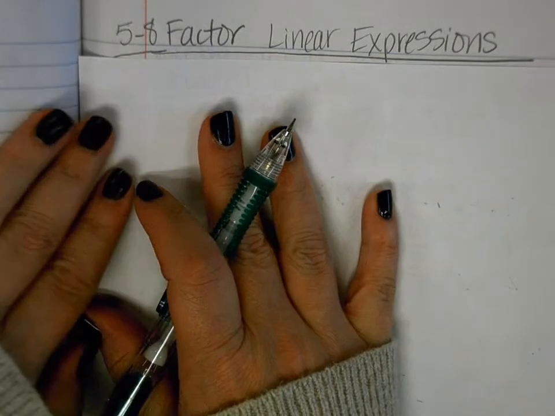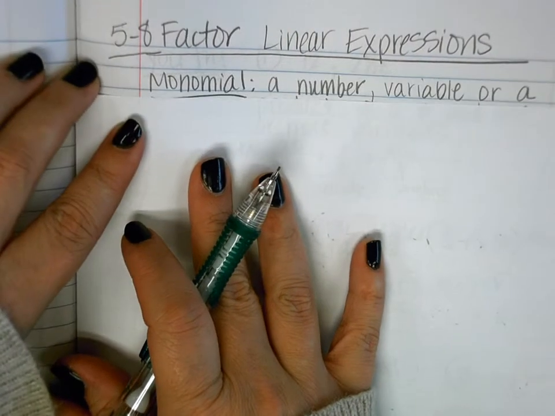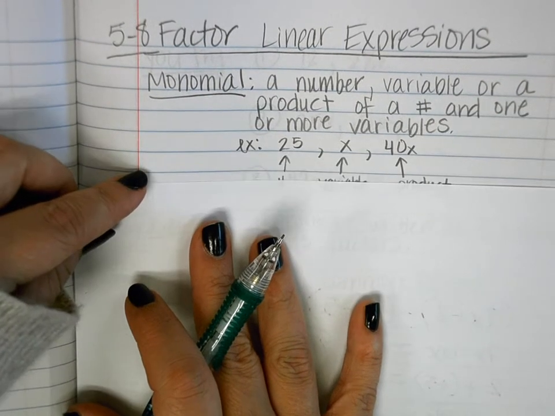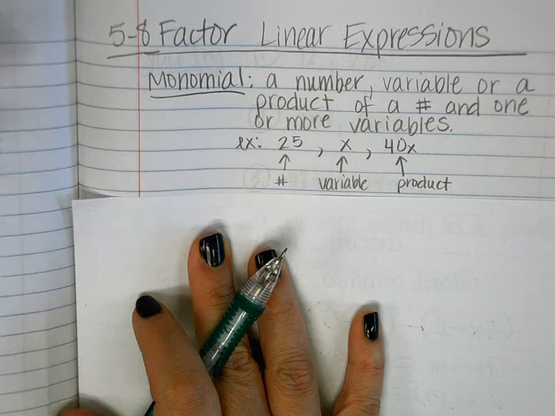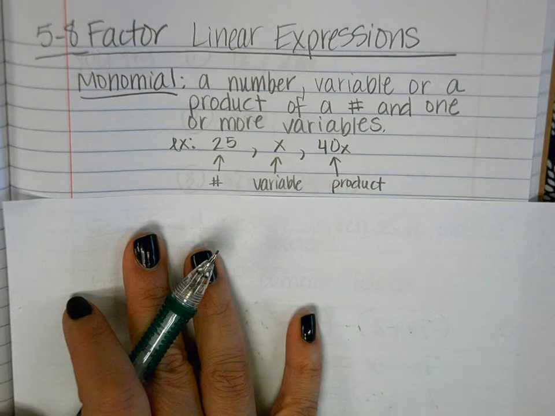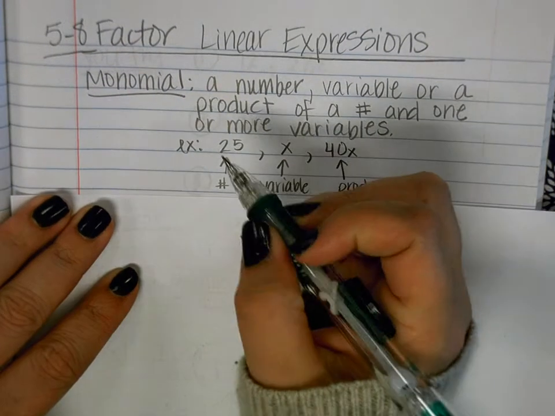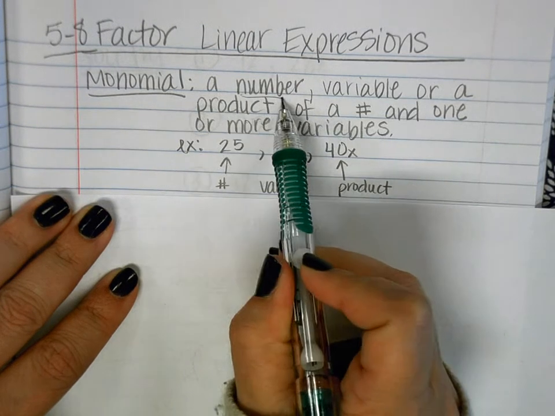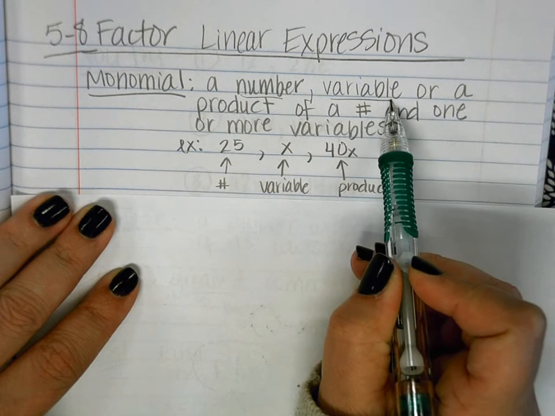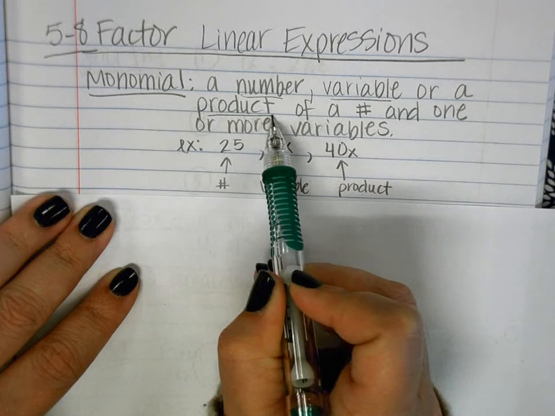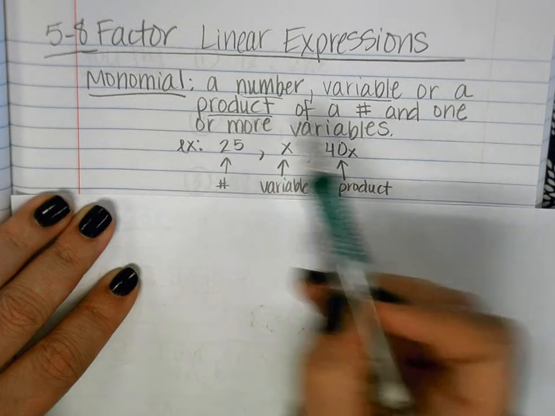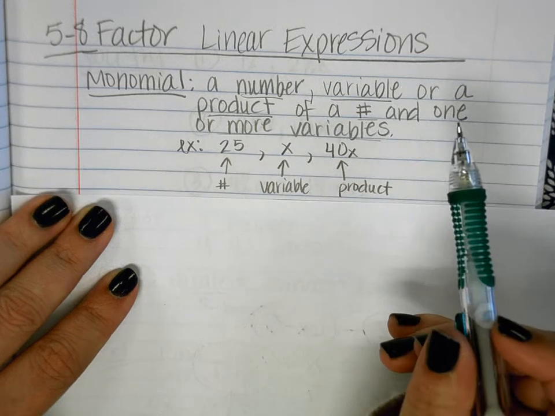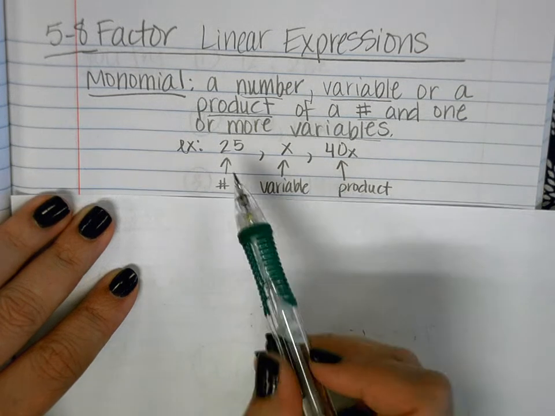All right, so here's a definition that you may or may not know. This is called a monomial. Yeah, like Monopoly. This is a number, variable, or a product. Product means multiply, right? Of a number and one or more variables. It's called a monomial. So it's a number.